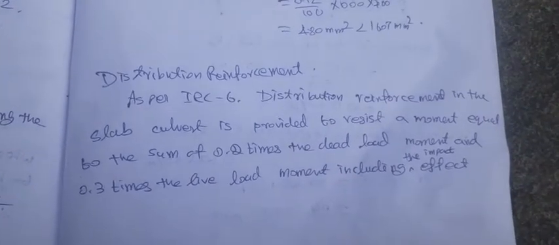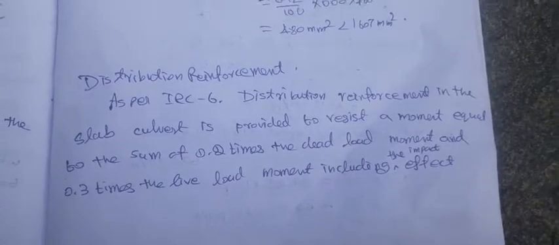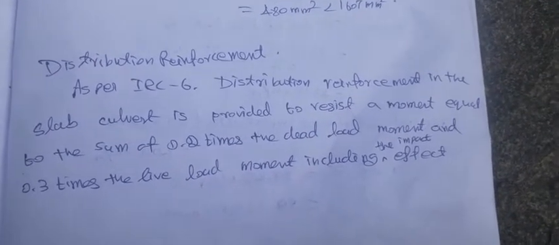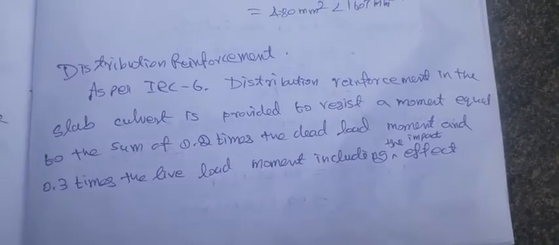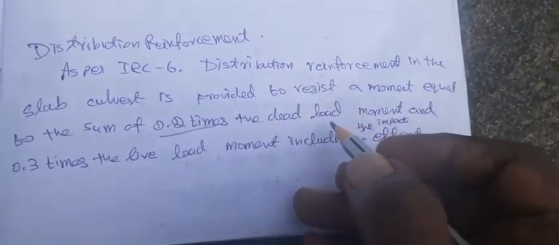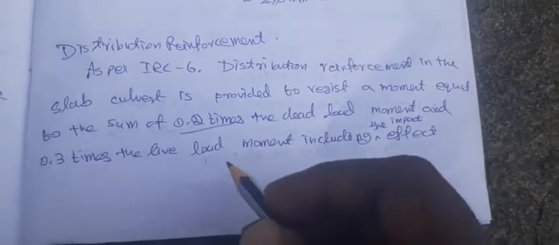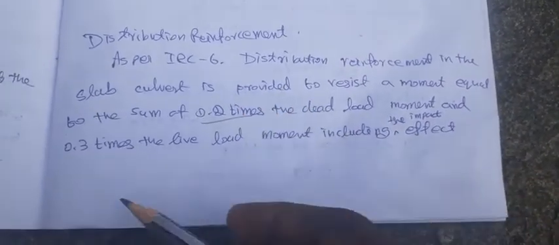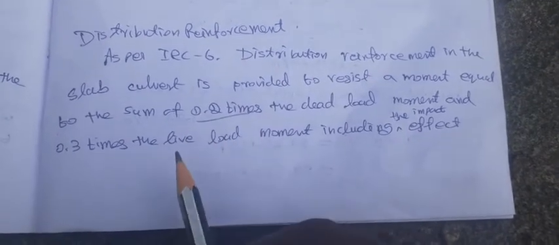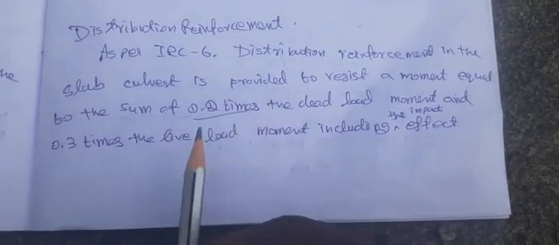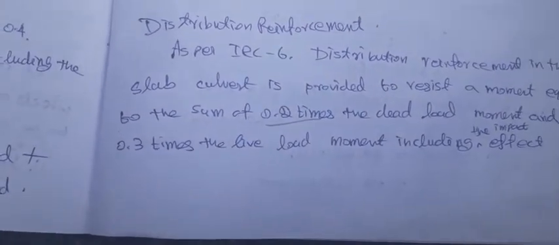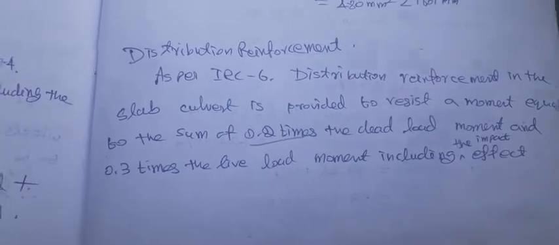As per IRC guidelines, IRC 6, the distribution reinforcement in the slab culvert is provided to resist a moment equal to the sum of 0.2 times the dead loads, which is more important, and 0.3 times the live loads. That's why we find the dead loads and live loads separately. So 0.2 times the dead loads and 0.3 times the live loads should be considered for the distributor reinforcement moments.